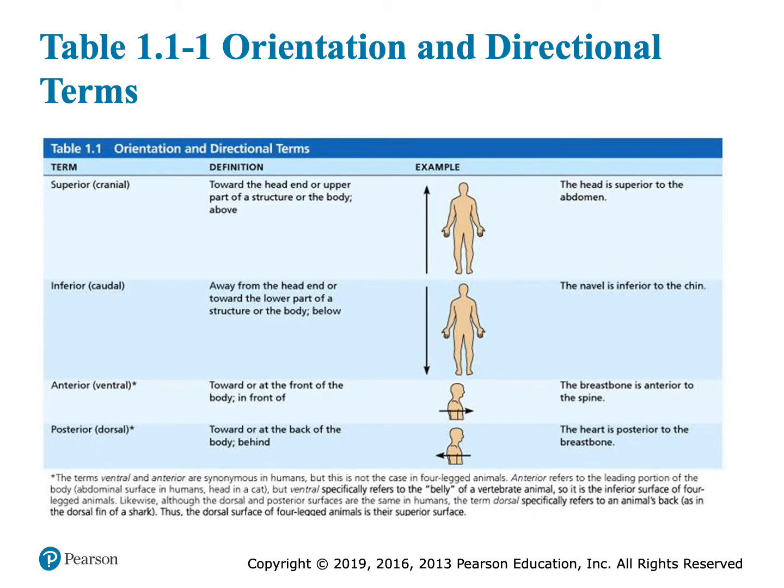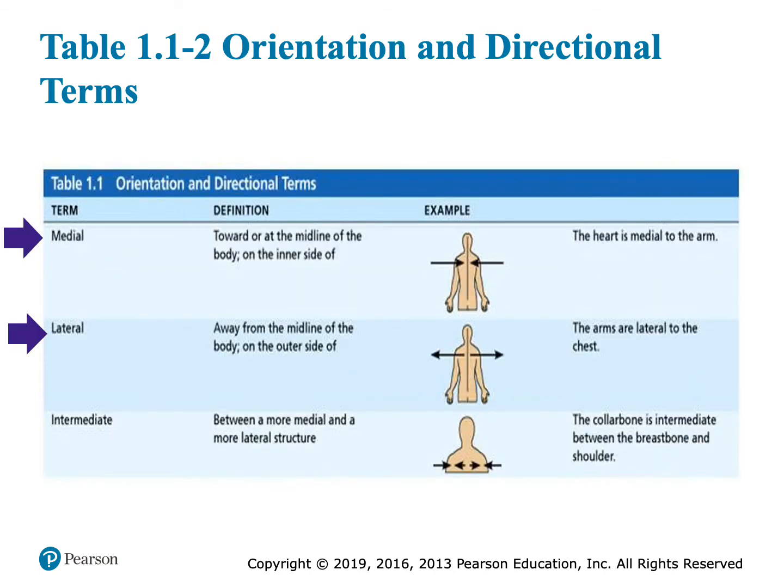So superior is going up towards the top of the body, towards the head. And inferior is going away from the head towards the bottom of the body. Anterior, also called ventral, is going towards the front of the body, so like chest side, abdomen side. And posterior, also called dorsal, is going to be towards the back side. So a shark's dorsal fin is on his back. Medial is going towards the middle, towards midline, and lateral is going away from the middle, so away from midline.